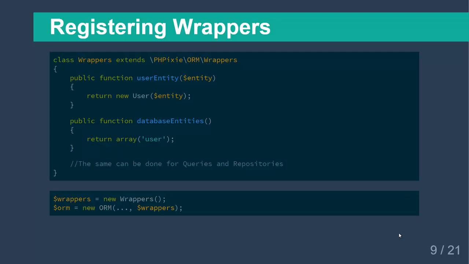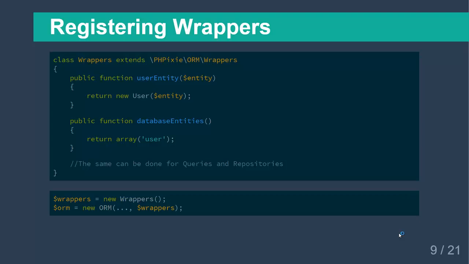Registering the wrappers that you have created is also done in a very straightforward fashion. Instead of relying on a configuration file, annotations, or some other method that would require you to read documentation and learn and remember it, it's all done simply through a wrapper class that is able to build all these entities. In our case, it can build a user entity, which returns a new user and passes the entity into it, and all that we have to add here is our database entities function, which tells the ORM which entities it should wrap. So it's pretty simple, and the same can be done for queries and repositories.